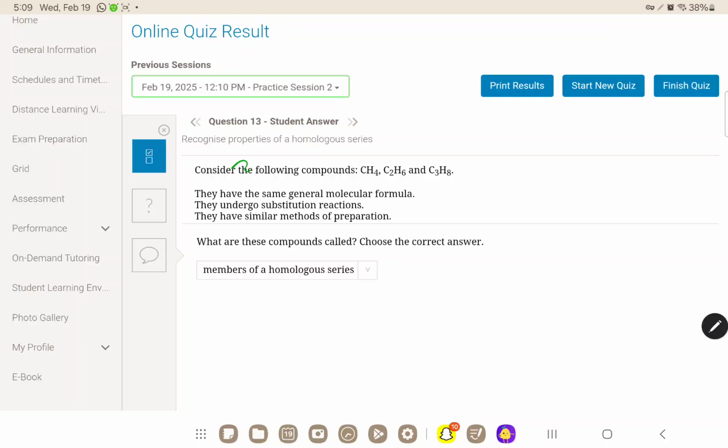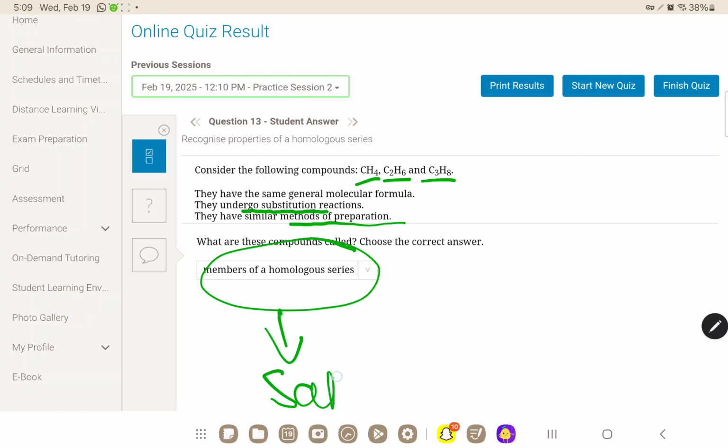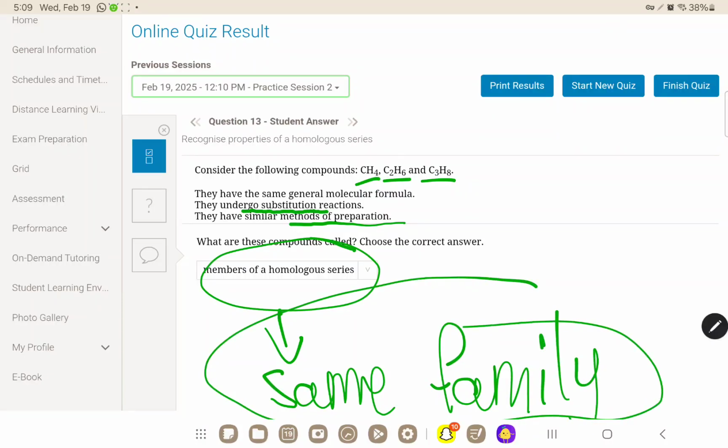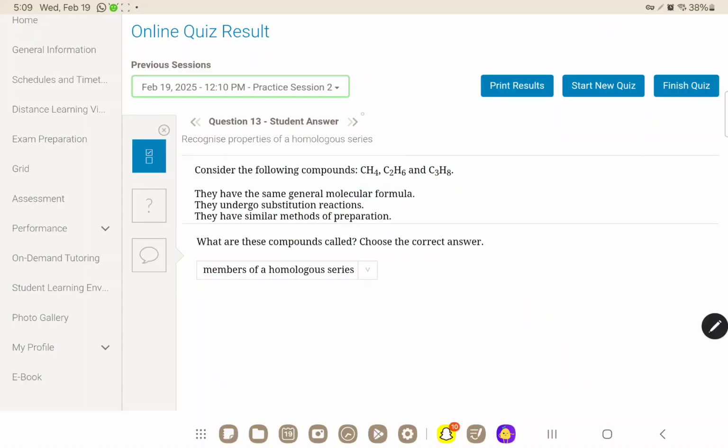Okay, so we have the following compounds: CH4, C2H6, and C3H8. Let's imagine we do not know that these are alkanes, but they're telling us they have the same general molecular formula, they can undergo substitution, and they have similar methods of preparation. What does this mean? They're members of the homologous series. What does this mean? They are all the same family of organic chemistry. That is it for this question. That's what homologous series means.